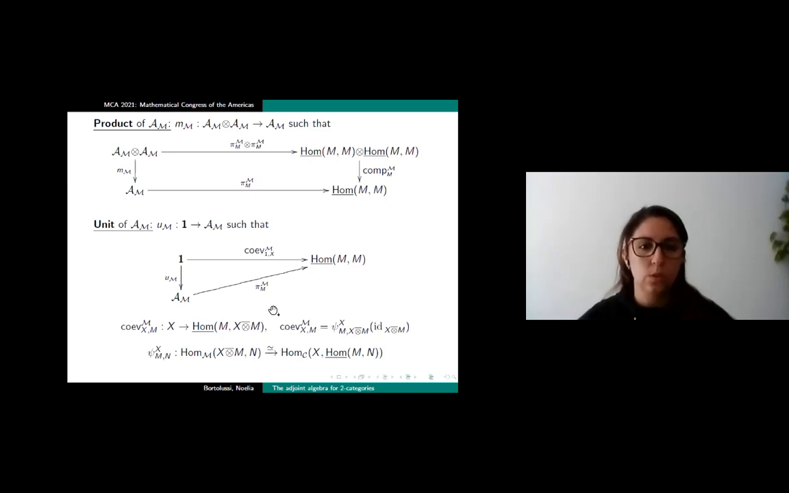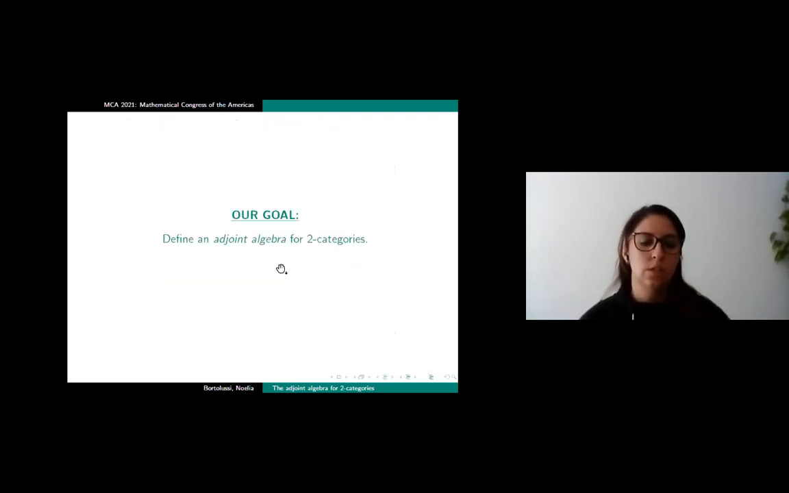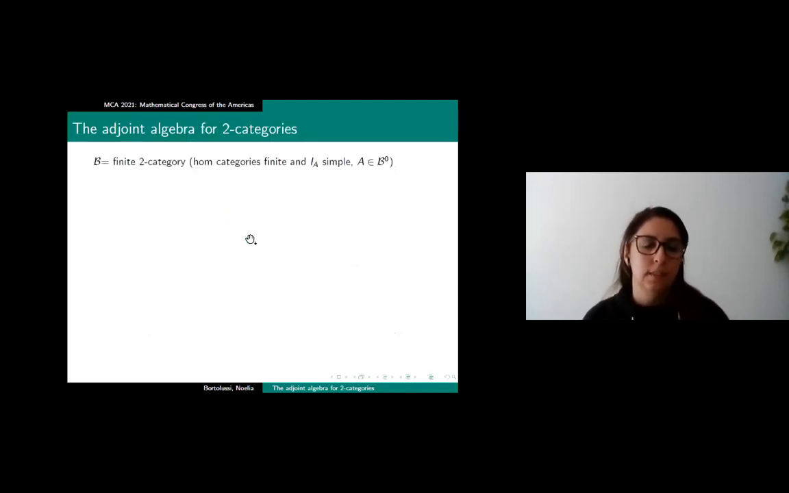So what we want to do is try to do the same for two categories, that is, try to define an adjoint algebra for two categories. We are interested in some special two categories that are finite. From now on, B will be a finite two category. In case you don't know what this means, this is just a two category where the Hom categories are all finite and the identity is a simple object for any zero cell A.